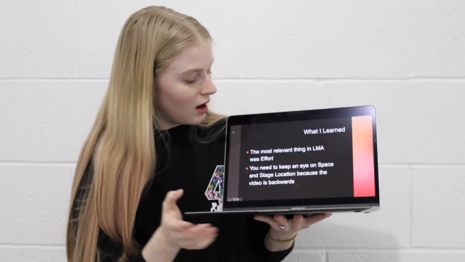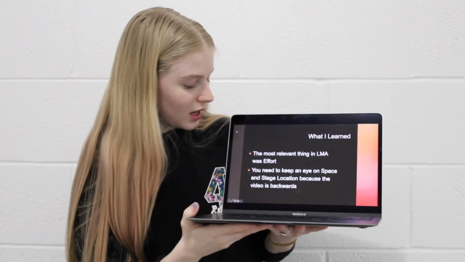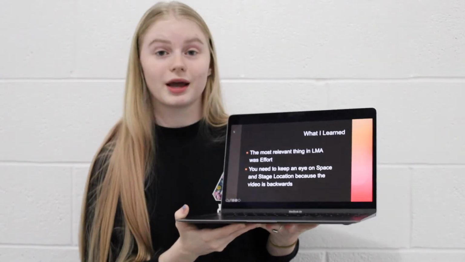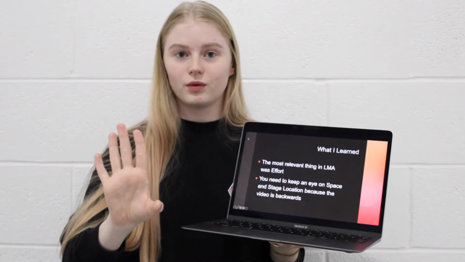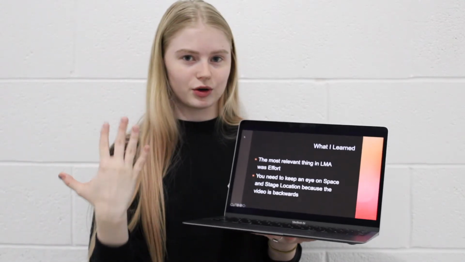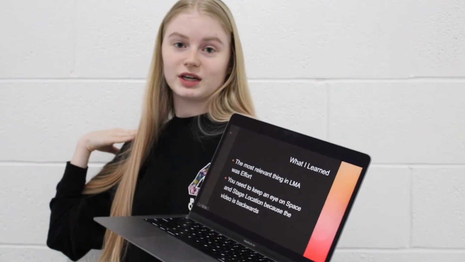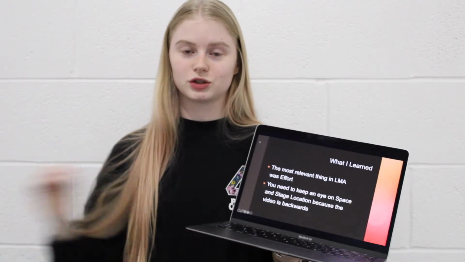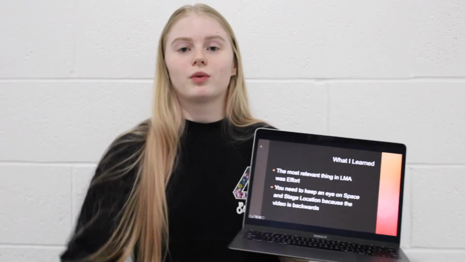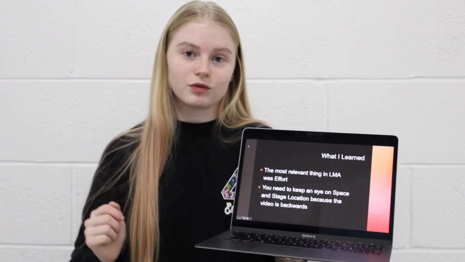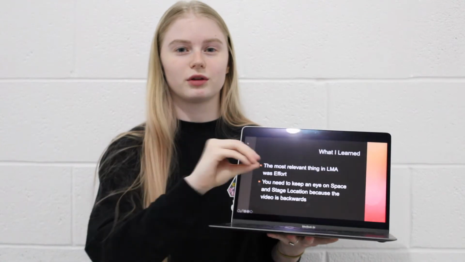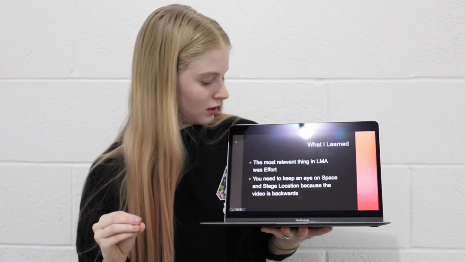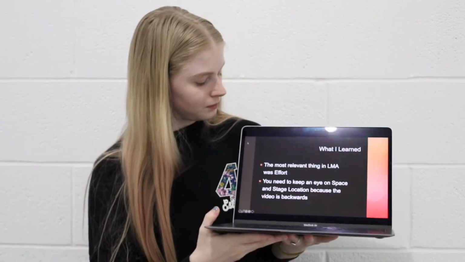And then I also acknowledge that you need to keep an eye on space and stage location, because when you're watching a video, it's opposite to how you would learn it, because you would normally learn it facing the back of someone so that you could match their arms and legs. But with this, you kind of have to do the opposite of what they're doing to teach it to yourself, so you have to be really clear with what's your right and left.